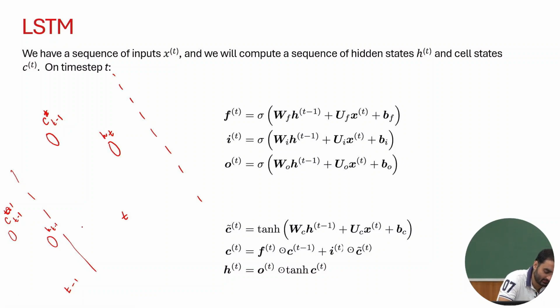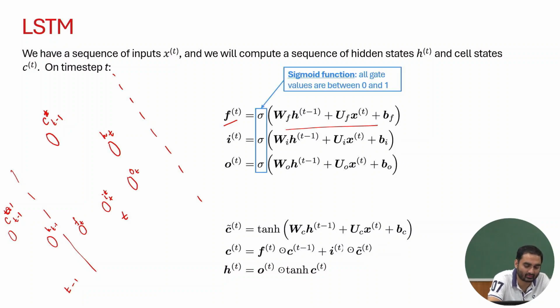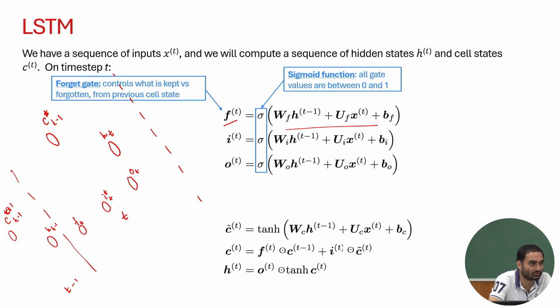So there are 3 gates that we will create. One is called the forget gate, ft. The second one is called the input gate, it, and the third one is called the output gate, ot. Let me explain the functions of these 3 gates. I will discuss these equations later. First, try to understand the intuition behind this. So the forget gate controls what to keep versus what to forget.